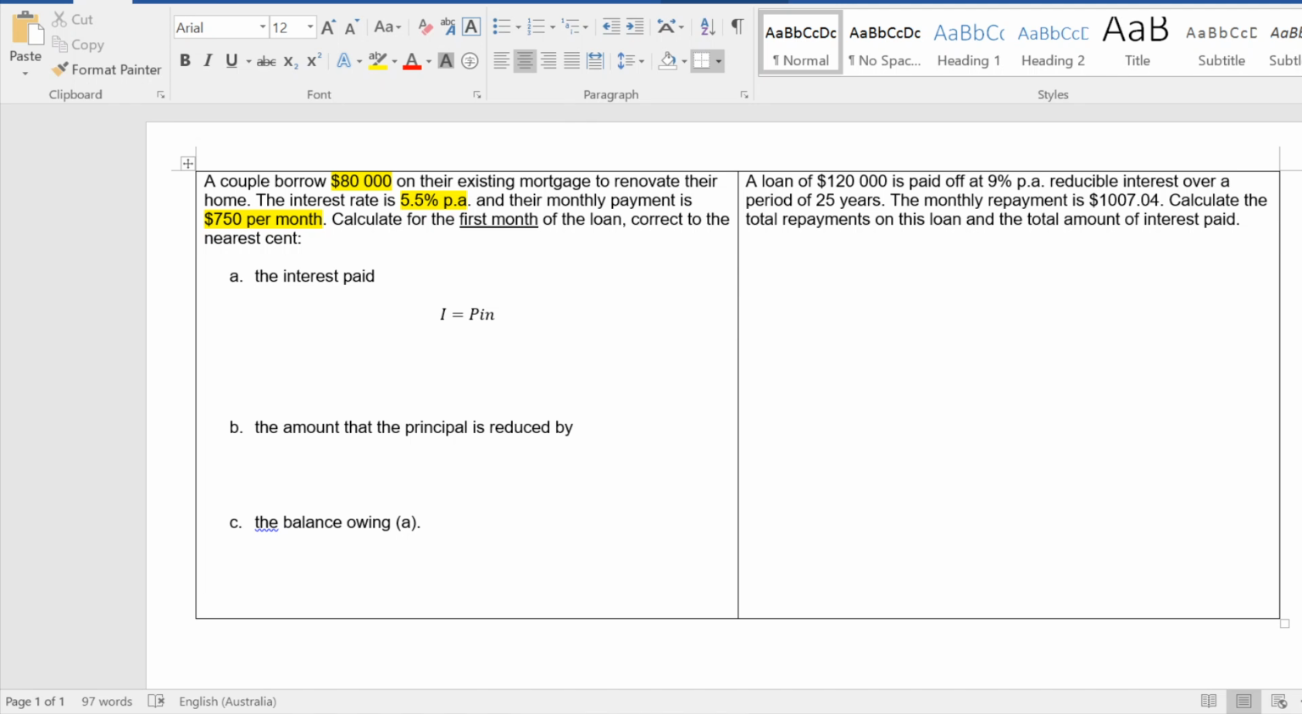So the first one, a couple borrow $80,000 on their existing mortgage to renovate their home. The interest rate is 5.5% per annum and the monthly repayment is $750 per month. Calculate for the first month of the loan, correct to the nearest cent, the interest paid.